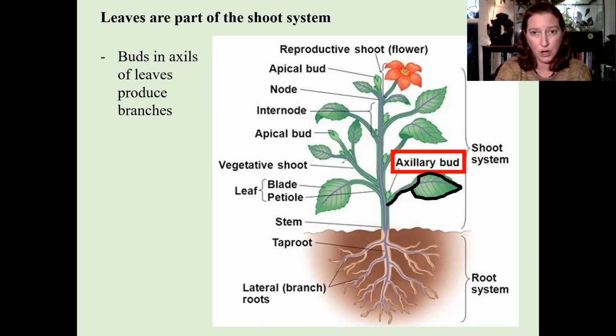If branches do occur. Usually you won't have branching unless this apical bud gets removed in some cases, but in other cases, branching will eventually happen, like if you're a tree, for example. So that's why it says buds in axils of leaves produce branches. So this bud will eventually produce a branch. Okay.